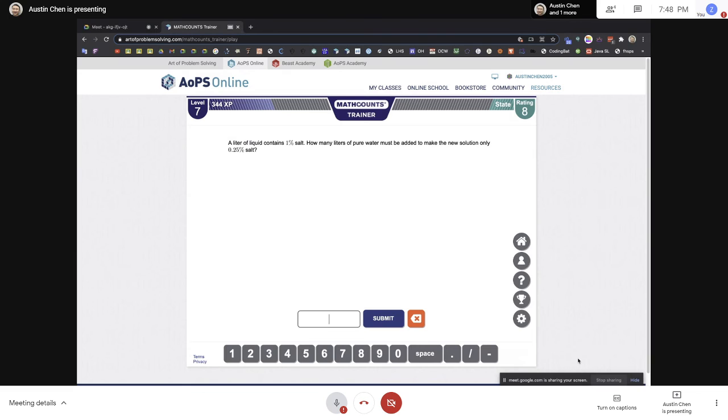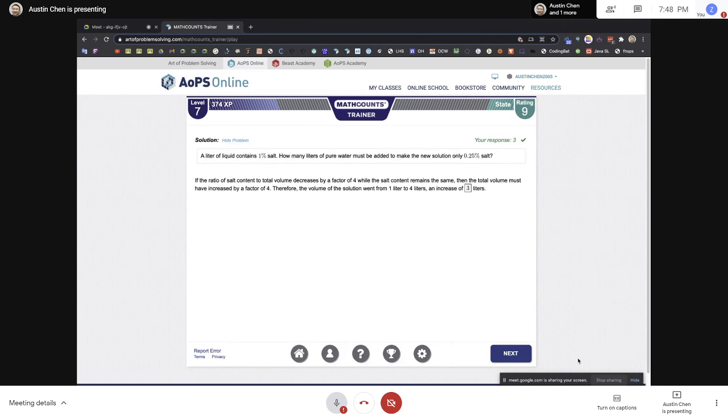So then you need to add 3 more liters of liquid. But you can also think of this as making the salt ratio decrease by fourfold. If you're decreasing the salt ratio by fourfold, you need to increase the water ratio by fourfold. So you have 1 liter of liquid, you need to get 4 liters of liquid, so then you need to add 3. Okay.